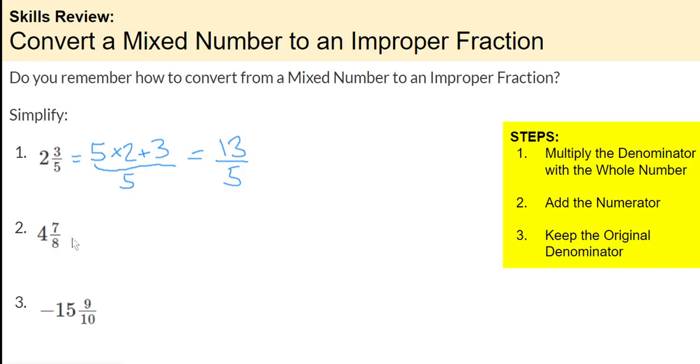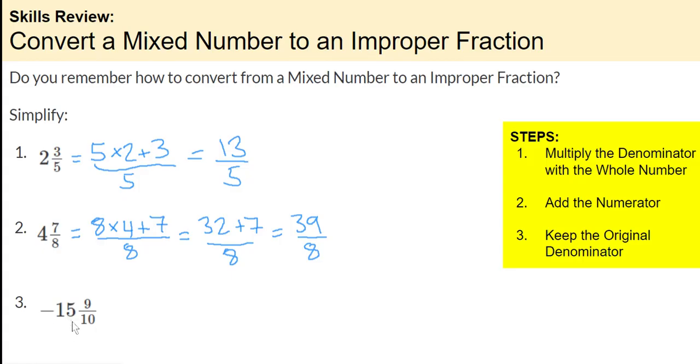All right, how did you do? So for this one, 4 7/8. Right, 8 is the denominator. Let's times it by 4, the whole number, and let's add the numerator, and we're going to put it all over the original denominator, which is 8. So 8 times 4, if you want to do it in steps, you can. 8 times 4 is 32, and then we're going to add 7. 32 plus 7 equals 39. So 39/8 is the same thing as 4 7/8.